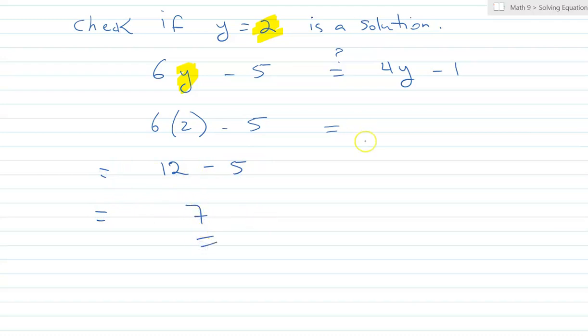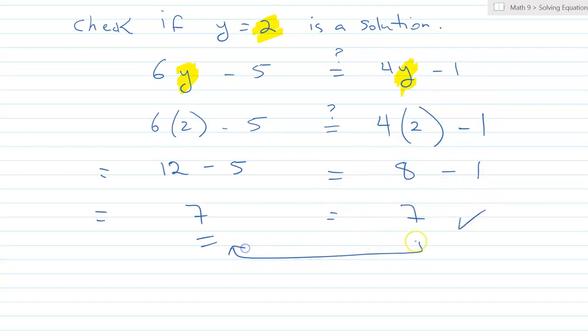Let's now double check the right hand side. We're going to go through this again, but this time we're going to deal with the right hand side. So here it is, 4 times 2 minus 1. What is 8 minus 1? Is that equal to 7? Yes, it is. And now you see, 7 is equal to 7. What does that mean? It means that y equals 2 is a solution. Yes, it is.